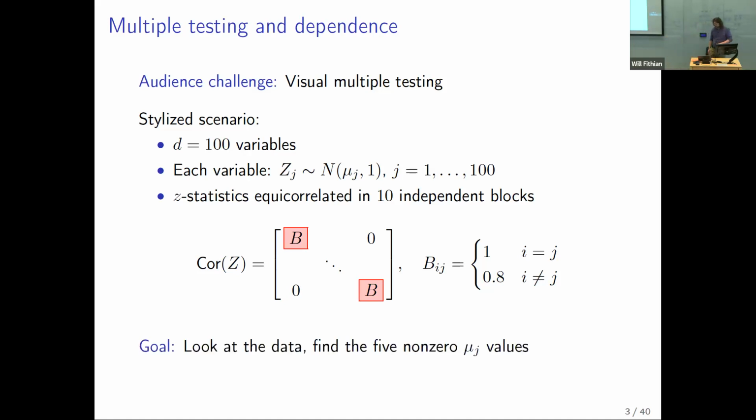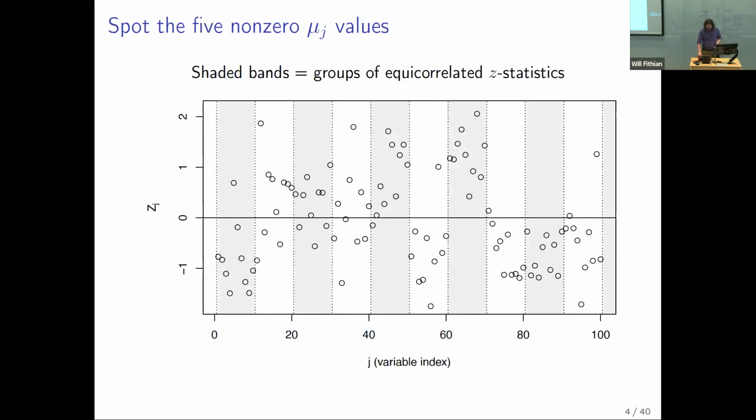So the goal: 5 of these mu j values are non-zero, the rest are 0. The goal is to look at the data and find the 5 values that are non-zero. Just to say again with this plot, within each plot I have 10 dots. I'm plotting the variable index on the horizontal axis. Each shaded band has one block of 10 variables whose z-statistics are correlated with each other. So the question is, where are the non-nulls?